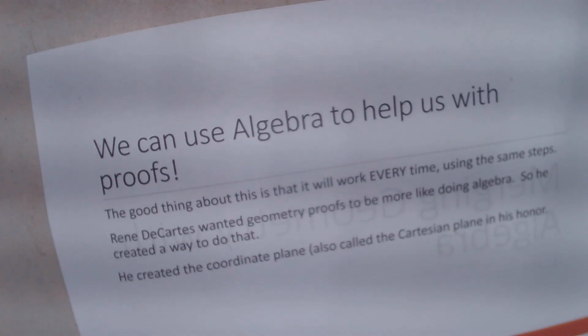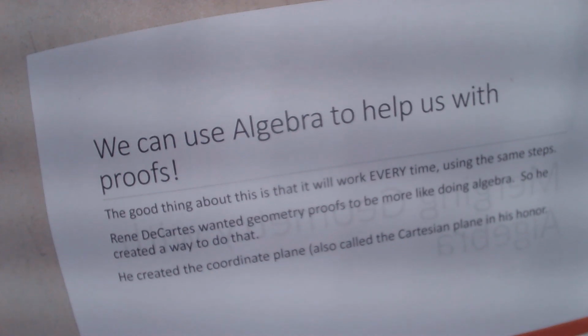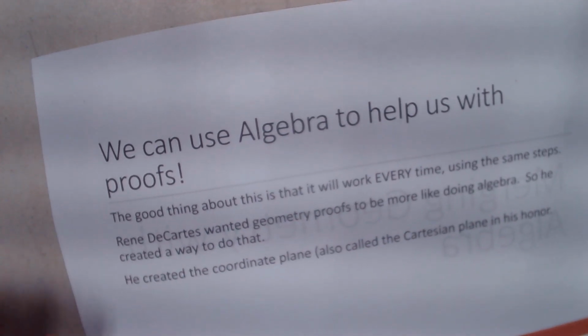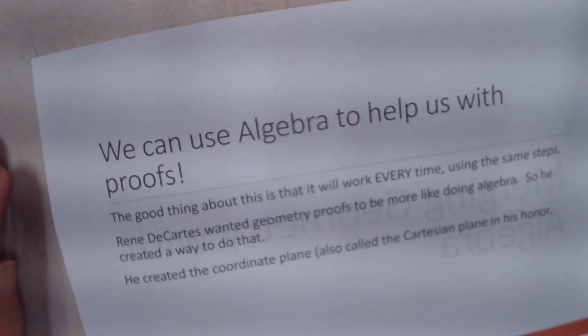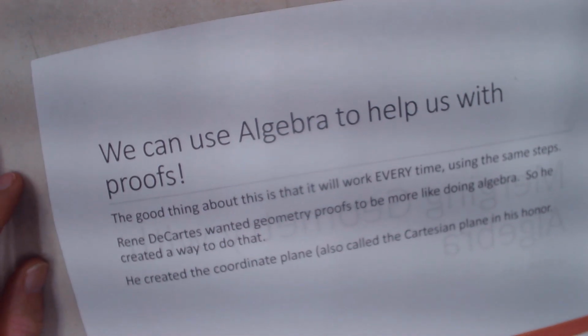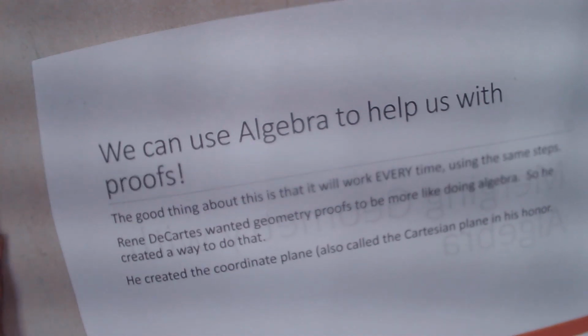René Descartes. Who's taking French? Anybody taking French? Well, then if you're not taking French, it's René Descartes. The French have a real weird way of pronouncing R's. It's a sound. Descartes. Anyhow, old René here wanted geometry proofs to be more like doing algebra. So he created a way to do that. He called it the coordinate plane, also called the Cartesian plane. Get it? That's in his honor. Okay?